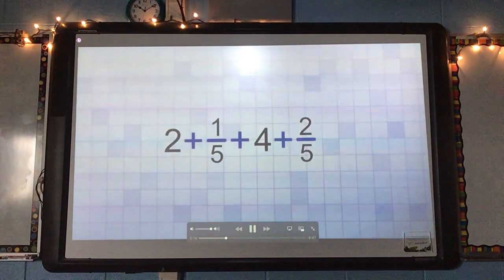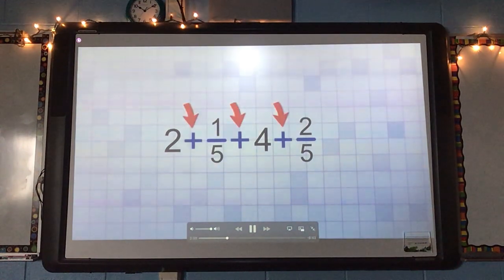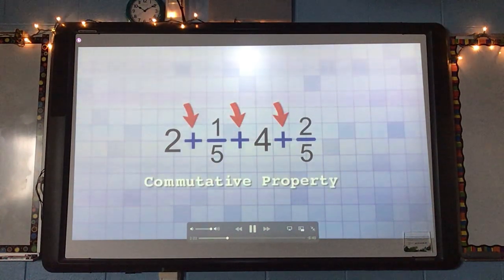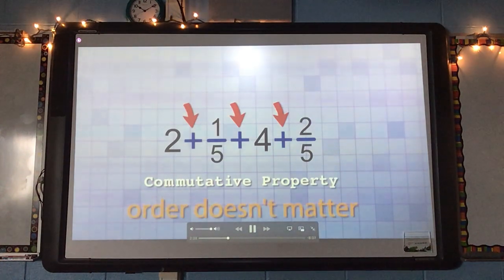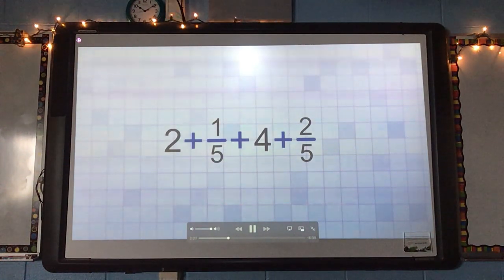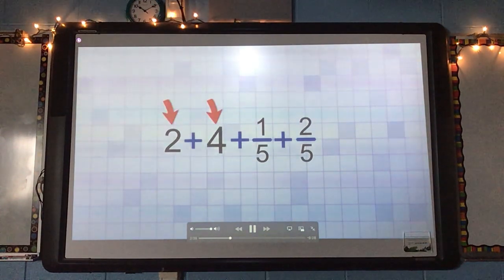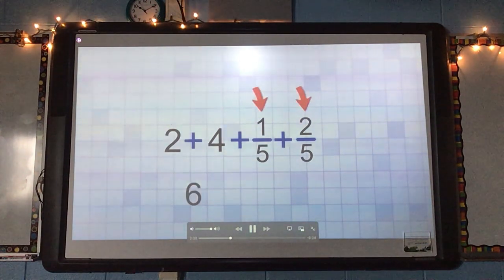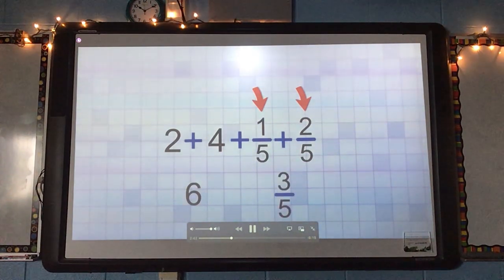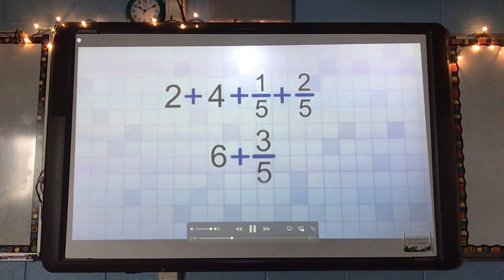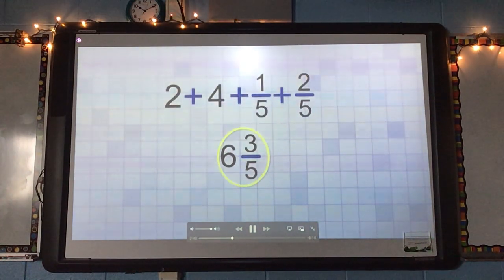2 plus 1/5 plus 4 plus 2/5. Because all of these parts are being added and addition has the commutative property, it really doesn't matter what order we do the addition in. That means we can rearrange this problem to make it simpler. Now we have 2 plus 4 plus 1/5 plus 2/5. Adding the whole numbers is easy. 2 plus 4 equals 6. And adding these like fractions is easy too. 1/5 plus 2/5 equals 3/5. That leaves us with 6 plus 3/5, which is the mixed number 6 3/5.